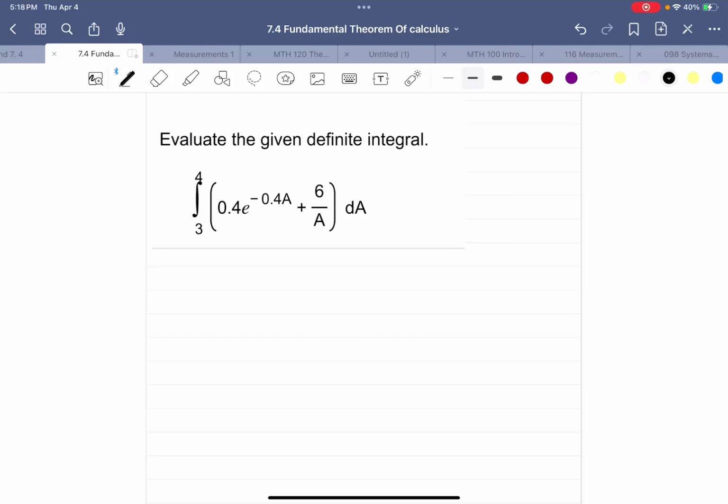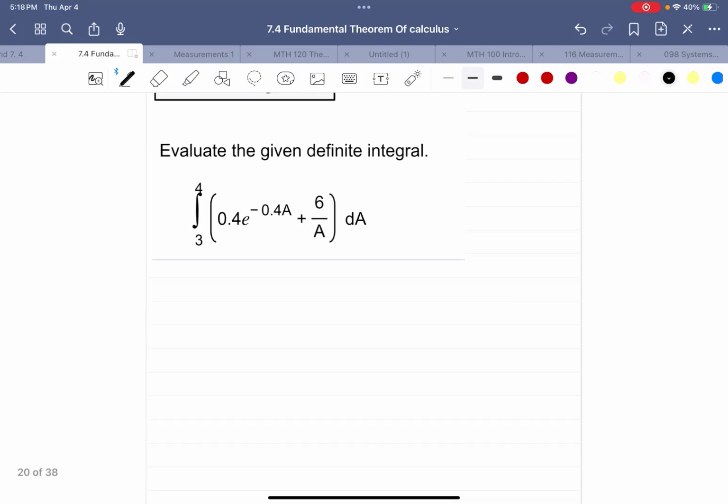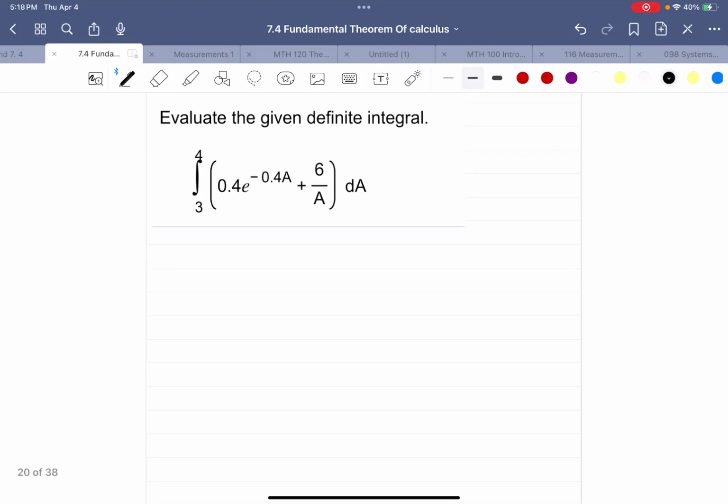Evaluate the given definite integral. This is example 7. The integral from 3 to 4 of, in parentheses, 0.4 e to the negative 0.4a plus 6 divided by a, dA.